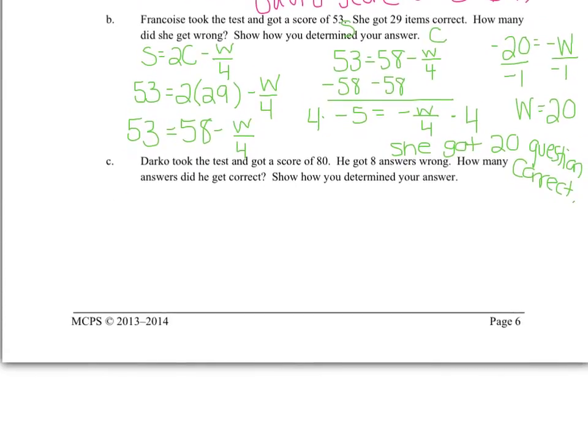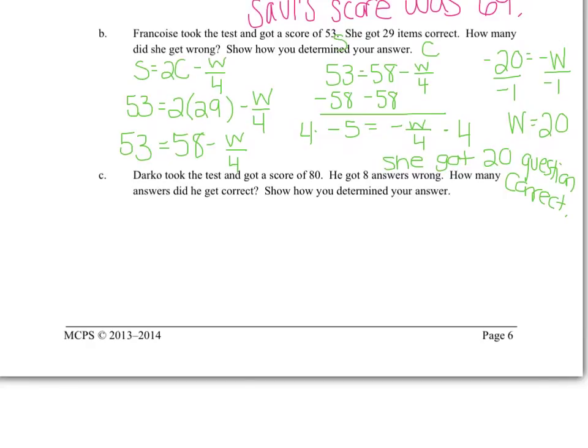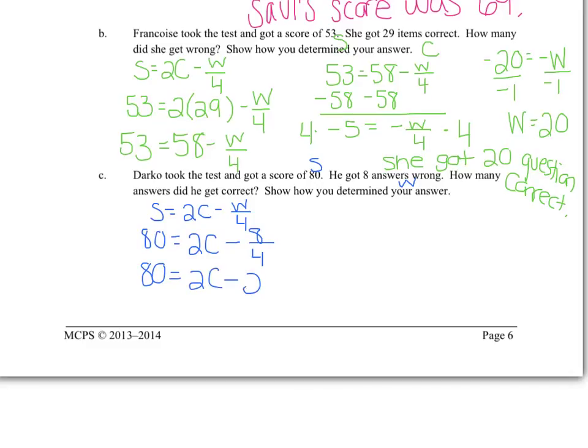Finally, Darko took the test and got a score of 80. Sorry, that's our S. He got 8 answers wrong. That's our W. How many answers did he get correct? Show how you determined your answer. So we're starting with the formula, yet again, S equals (2C minus W) over 4. Note that I'm showing all of my work. This is very important when you take your exam because you want to try to get as much credit as possible. So my S, my score, is 80. I've got 2 times C, we don't know what C is, minus my W, which is 8, divided by 4. Well, 80 equals 2C, and then 8 divided by 4 is 2, so minus 2.